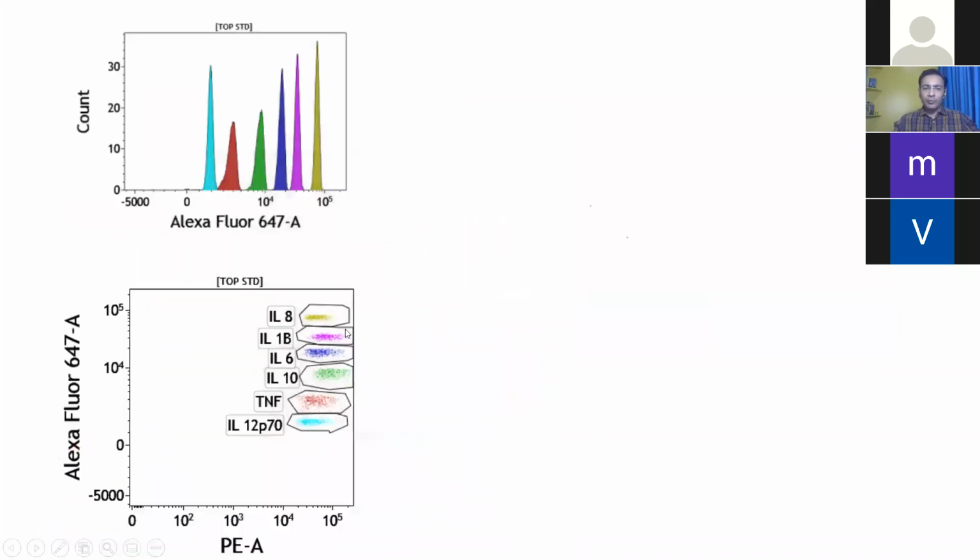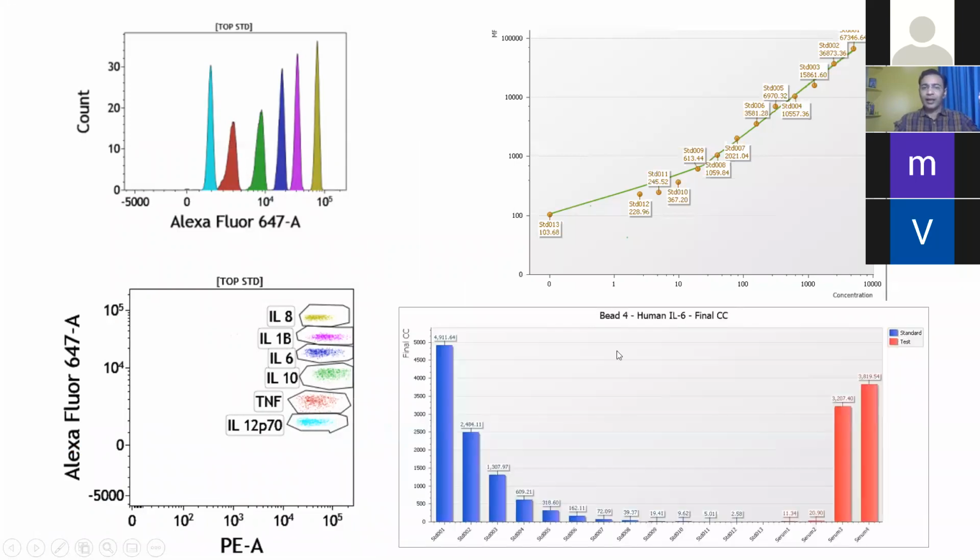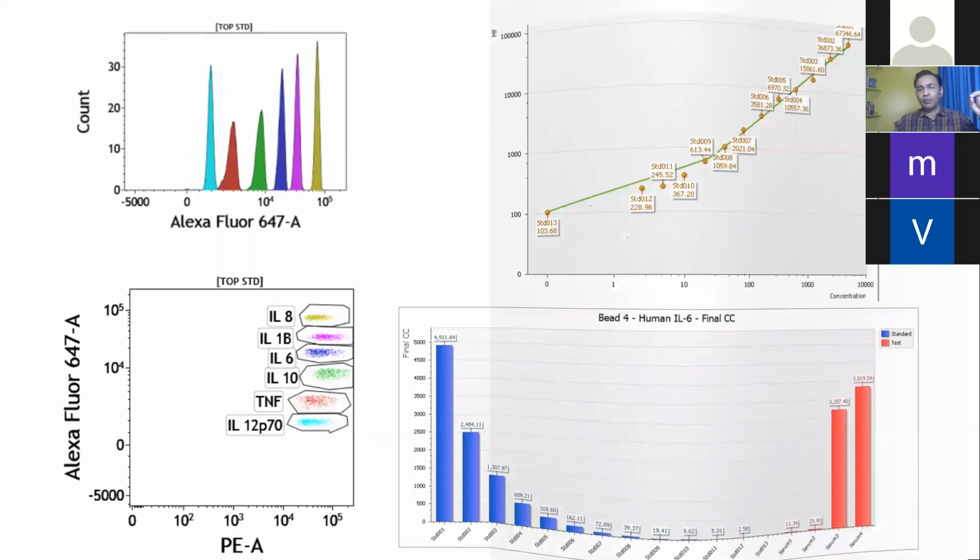And we have different types of beads for different cytokines. For example, here we calculate 6 cytokines. We plot a standard curve by using standards, and then we quantitate. I won't go into the details because it's a little complex and time consuming. But the idea is that using a bead assay, you can also count these soluble proteins.